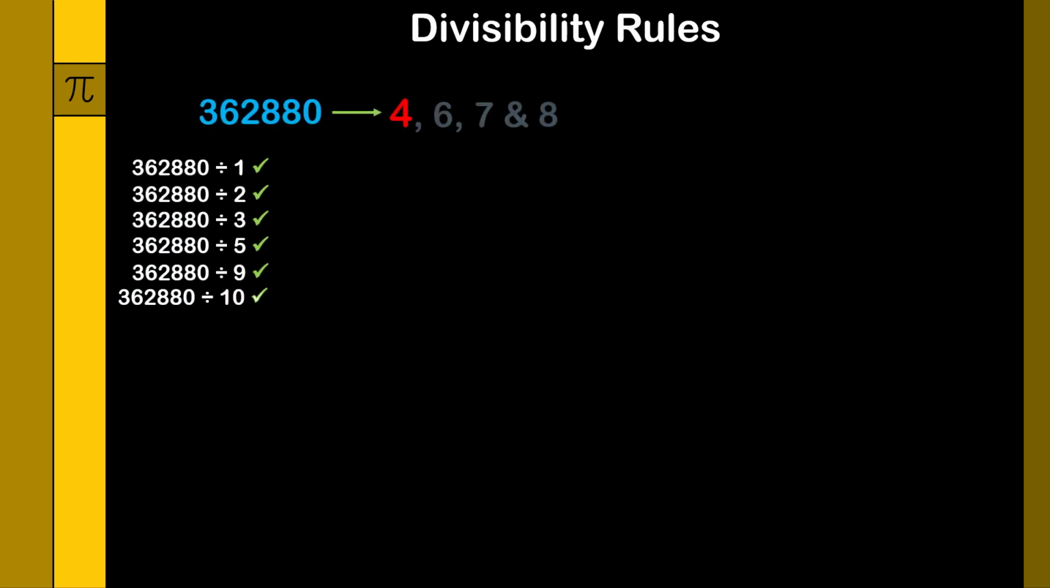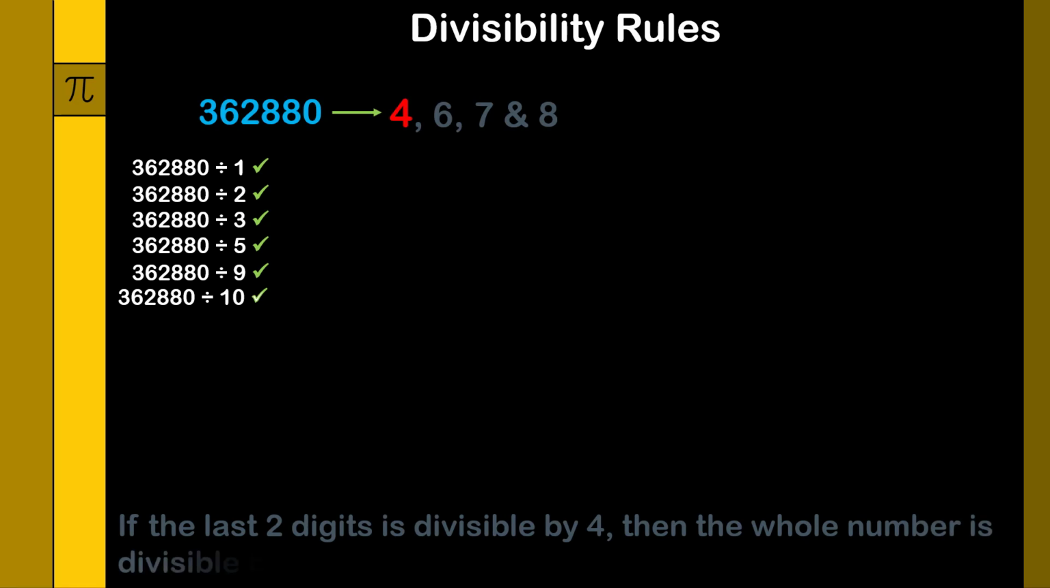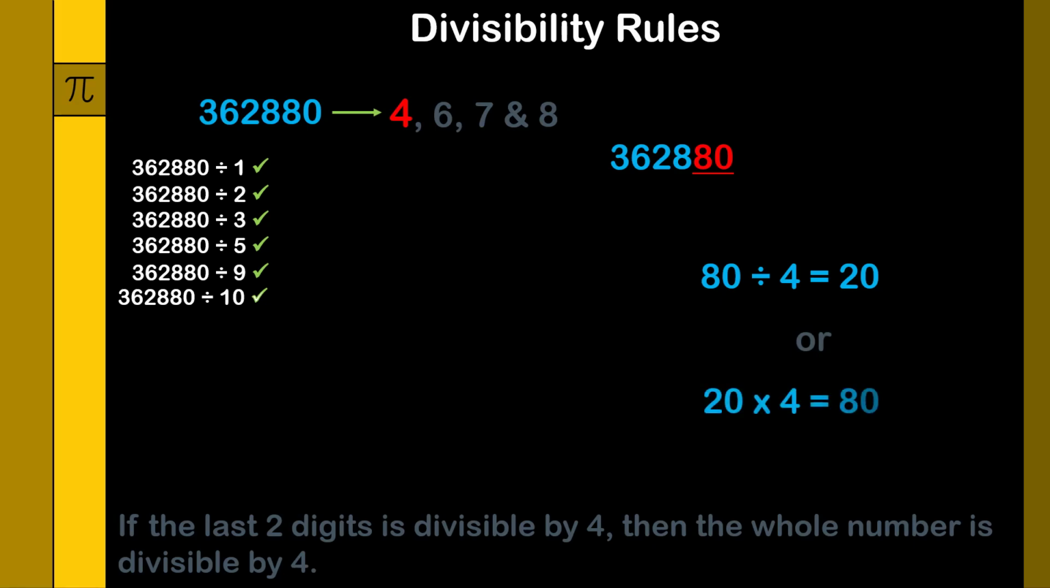To find out if a number is divisible by 4, all you have to do is look at the last two digits. If the last two digits are divisible by 4, or we can also say if the last two digits are a multiple of 4, then the whole number is divisible by 4. The last two digits are 80. 80 is definitely divisible by 4. 80 divided by 4 is 20, or we can say 20 times 4 equals 80.